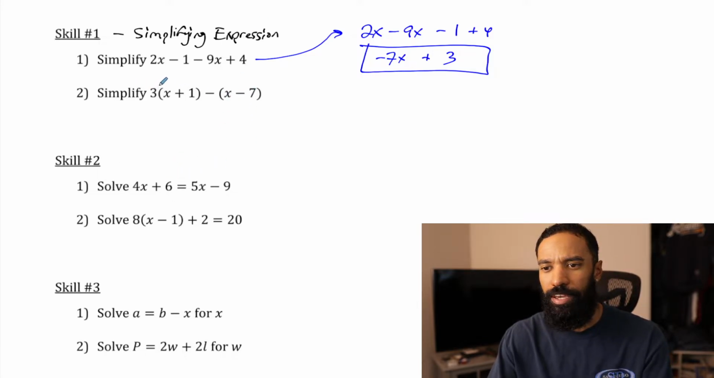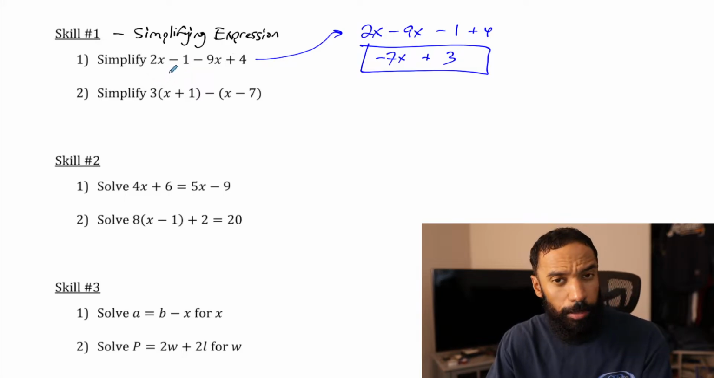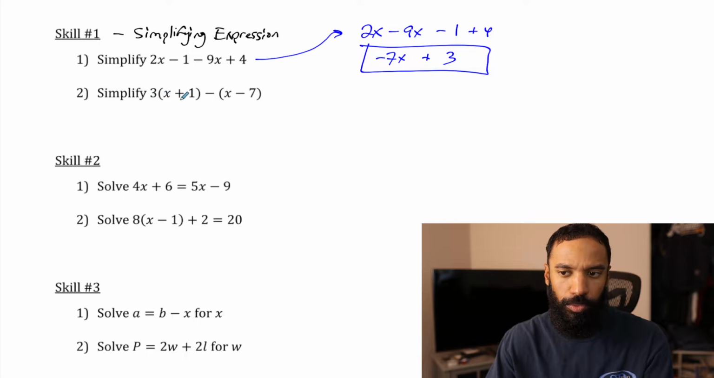All right, number 2, simplify this one as well. Now, this uses what's called the distributive property. We are multiplying 3 by this sum x plus 1, and then we subtract the quantity x minus 7. There are a couple ways we can look at that. I'll try and be kind of quick with them.